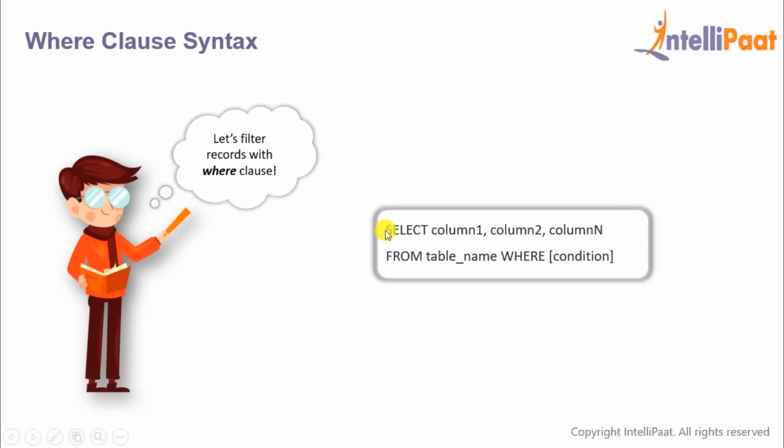So we'll start with the select keyword. Then we will give in the list of all of the columns which we want to select, following which we'll use the from keyword and give the table name. And finally use the where keyword and follow it up with a condition that would determine which records are to be extracted. So let's filter out some records from our employee table.